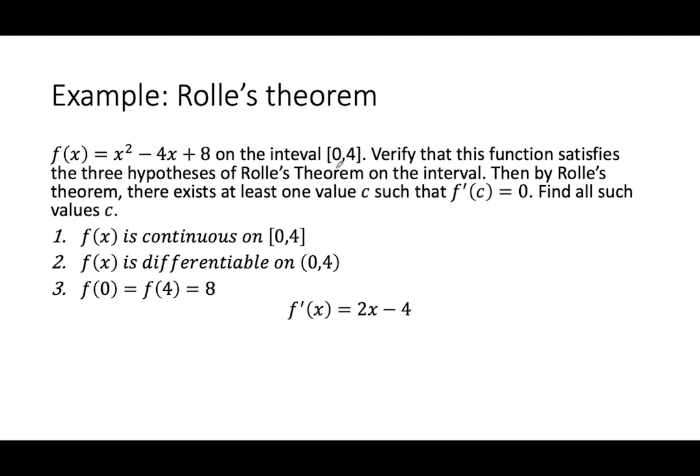And f of 0 might be equal to f of 4. Let's plug in. When we plug in 0, we will get 8. And when we plug in 4, we will get 8 again. So f of 0 is equal to f of 4, which is equal to 8. Therefore, it means that we have f prime c equal to 0. Here, let's write c in the derivative function. It will be 2c minus 4 equals 0. And when we solve, we will find c equals 2. So we have found that c is 2.